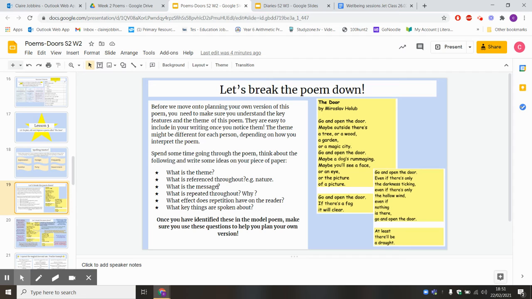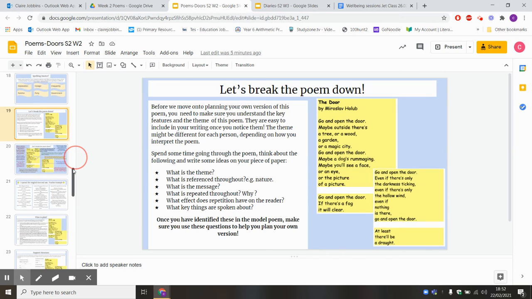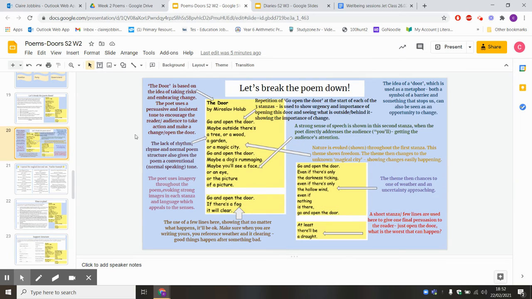Hello and welcome back. You should have had a go answering all these comprehension questions based on this poem called The Door by Miroslav Holub. Please don't forget, alongside your spelling starter, you've also uploaded the answers to these key questions. Now, even further, we're going to break down the poem. Here you can see that I've gone through and identified some of the key features that we can see through this.